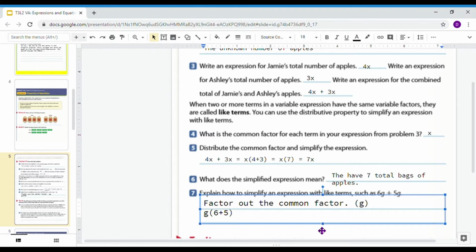From here, I factored out my common factor, and now I'm going to simplify 6 plus 5, which is what's inside my parentheses.